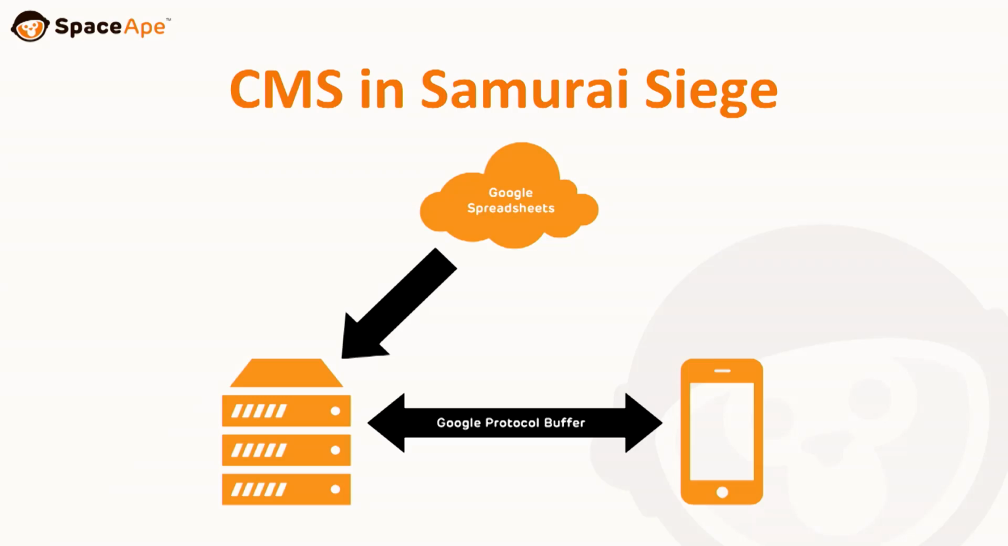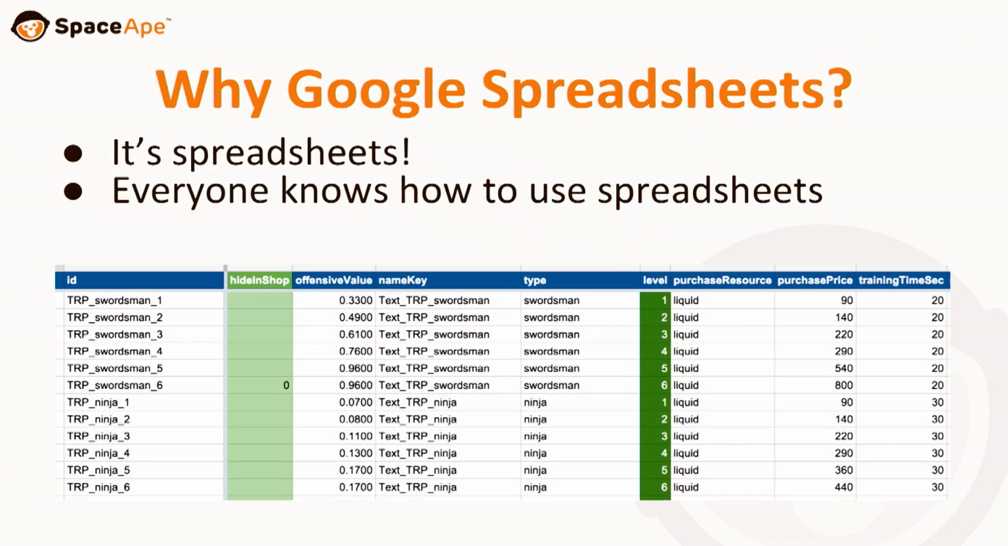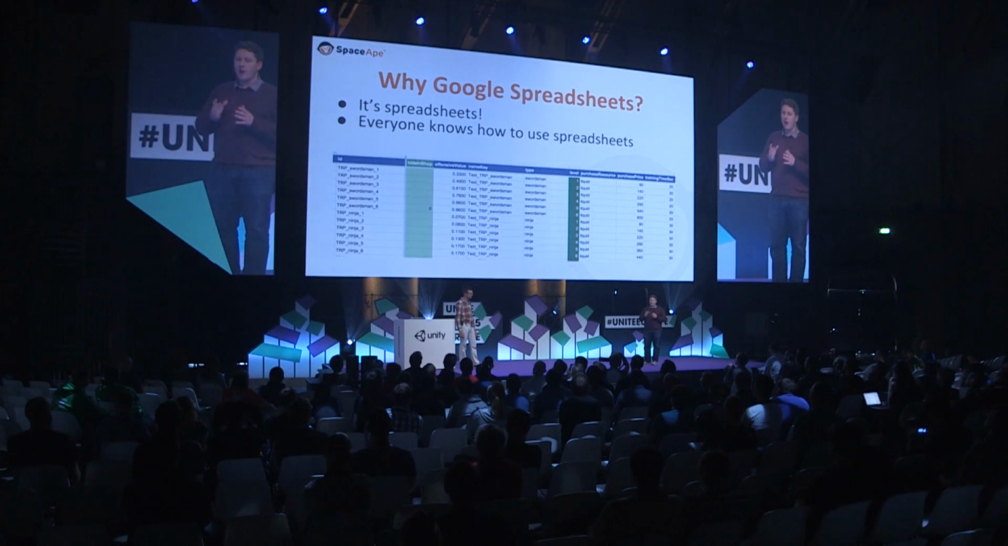We chose Google Spreadsheets as our content management system. Now, that might seem a bit weird, but everyone knows how to use spreadsheets. So our designers, they work like this anyway. They can use the formulas to configure the HP between different levels, say, for example. And it's really easy for them to be able to bulk edit and create new content, create new levels. So that made a lot of sense to us.